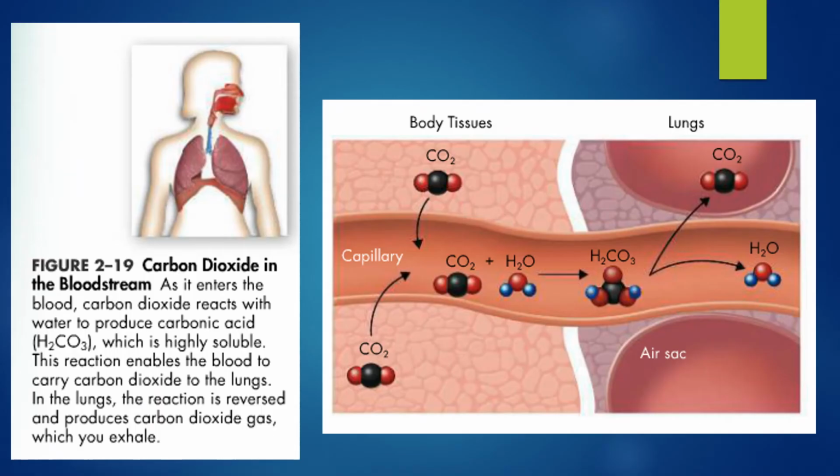Here's another example of a chemical reaction that allows your body to get rid of carbon dioxide. So your body tissues are putting carbon dioxide into the bloodstream. And in the bloodstream, the carbon dioxide reacts with water to make carbonic acid, which is easily soluble. Then, once that gets to your lungs, the reverse reaction happens, and it splits again into carbon dioxide to leave your lungs and water again.